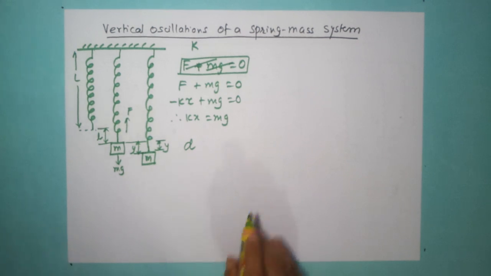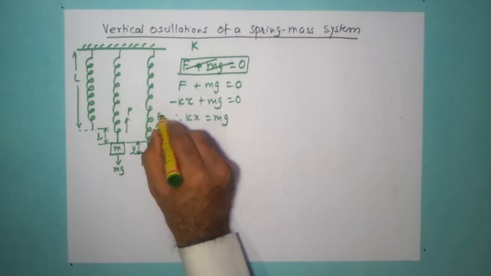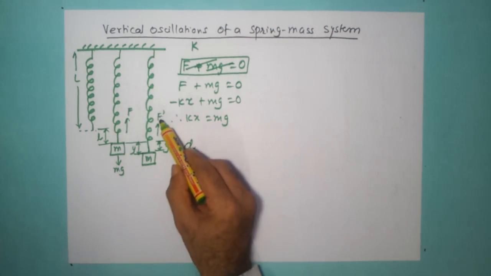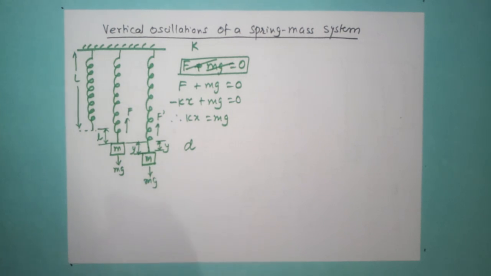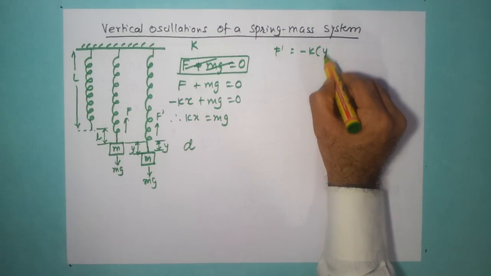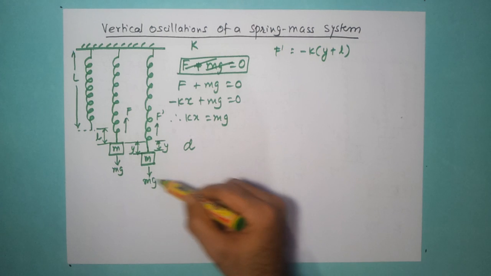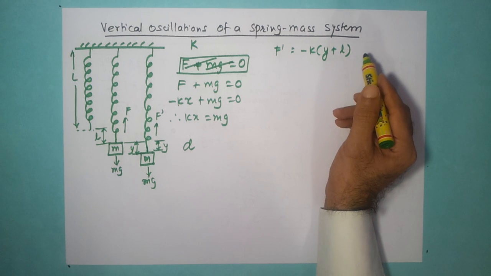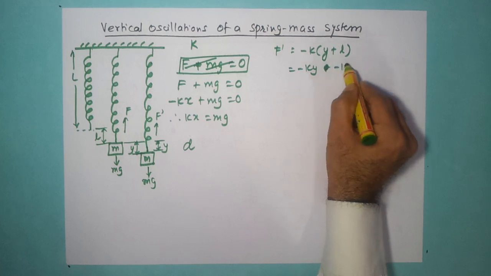Now if I look again at the forces that come into play, the forces are F, the restoring force. I'll call this F dash, because I want to differentiate it from this force. So F dash is the restoring force acting in the upward direction, and mg acting in the downward direction. So F dash will be equal to minus k into, in this case now, y plus L, because this particular force takes care of both this elongation as well as this elongation. It causes elongation y as well as elongation L. So minus k(y plus L).